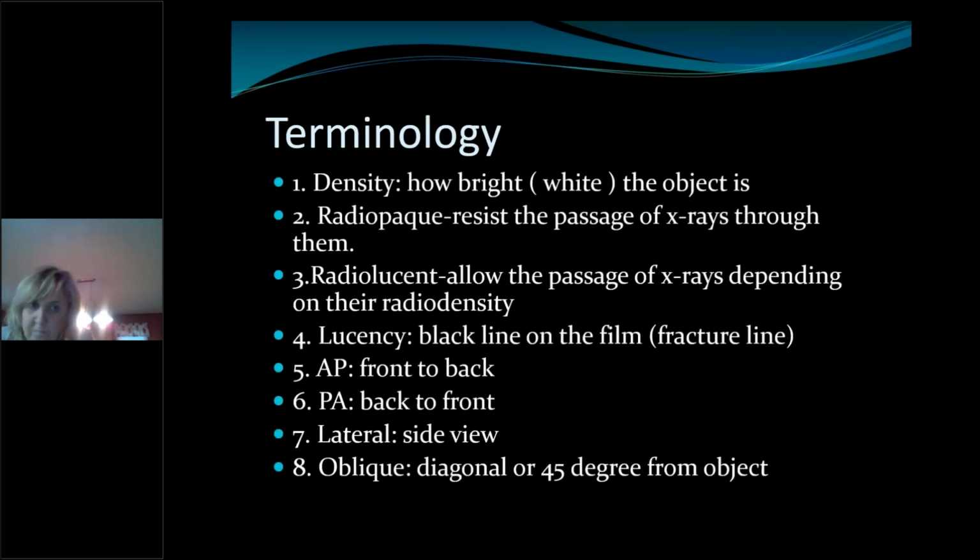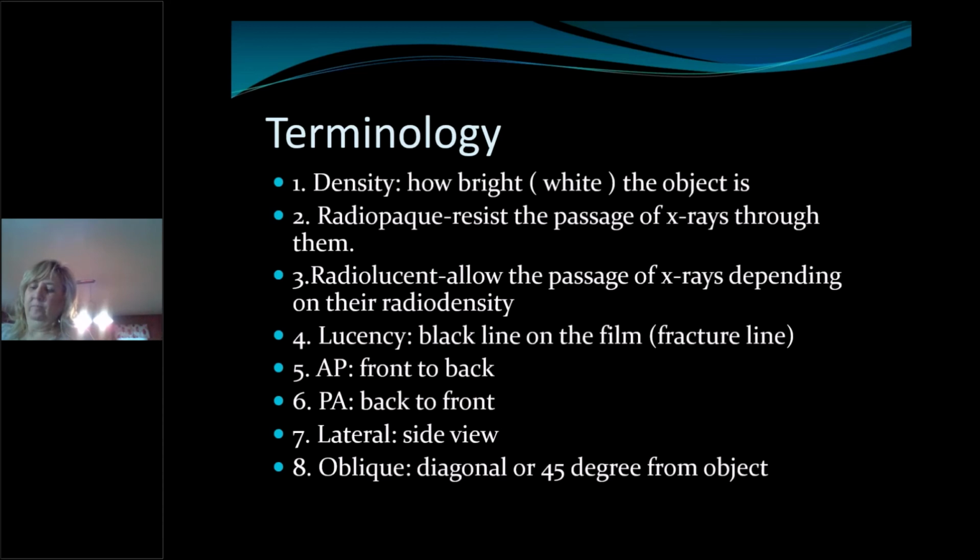Terminology, these are some things that your radiologists spit out, and instead of using regular people words, they have radiology language, and these are some of those. So density, how bright or wide is an object? Radiopaque, resistance of passage of x-rays through the beams or through the particular object being x-rayed. Radiolucent, these are your fracture lines. So they'll say there's a radiolucent finding over the distal radius, instead of telling you they have a broken wrist. Lucency, again, these are your fracture lines.